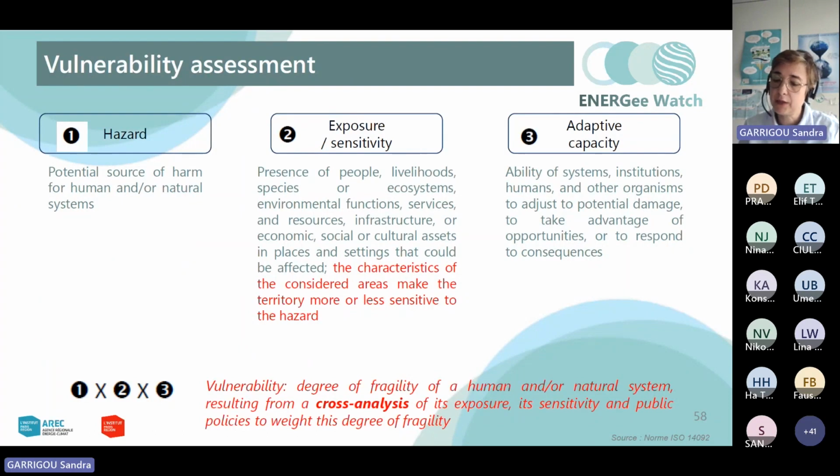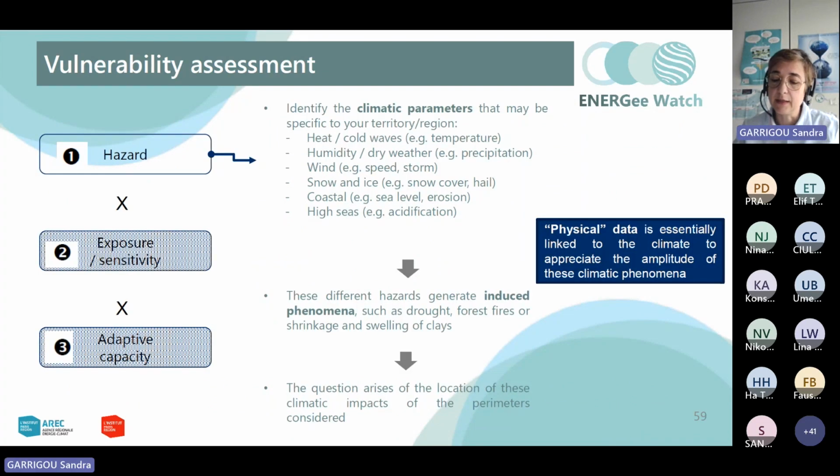So to establish the diagnosis, also called vulnerability assessment, we need to consider three components. The combination of the hazard, the exposure, sensitivity, and the adaptive capacity determine a level of vulnerability. With the diagnosis, you can understand the main stakes now and in the future for your territory. In more detail, the hazard will refer to climatic parameters and induced phenomena such as drought or flooding by runoff. We'll talk about physical data. Hazard can refer to extreme parameters such as intense rainfall or climatic trend hazard such as the decrease in frost frequency.